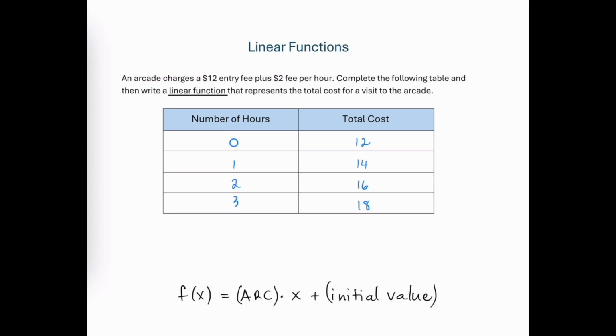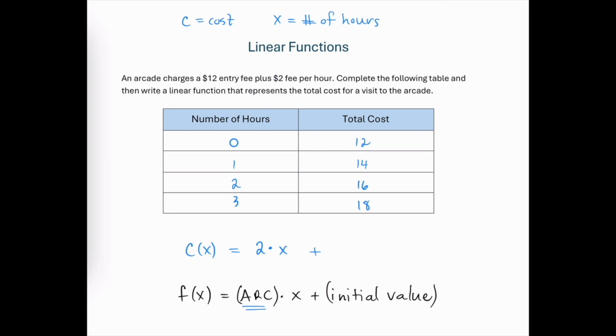with our linear function. First of all, instead of f of x, let's call it c of x and say that the variable c is going to give us an output that is the cost of being in the arcade. The average rate of change is how quickly that cost is changing, and we know that the cost goes up by $2 per hour. So we can say c is representing the cost and x is representing the number of hours that we spend in the arcade.